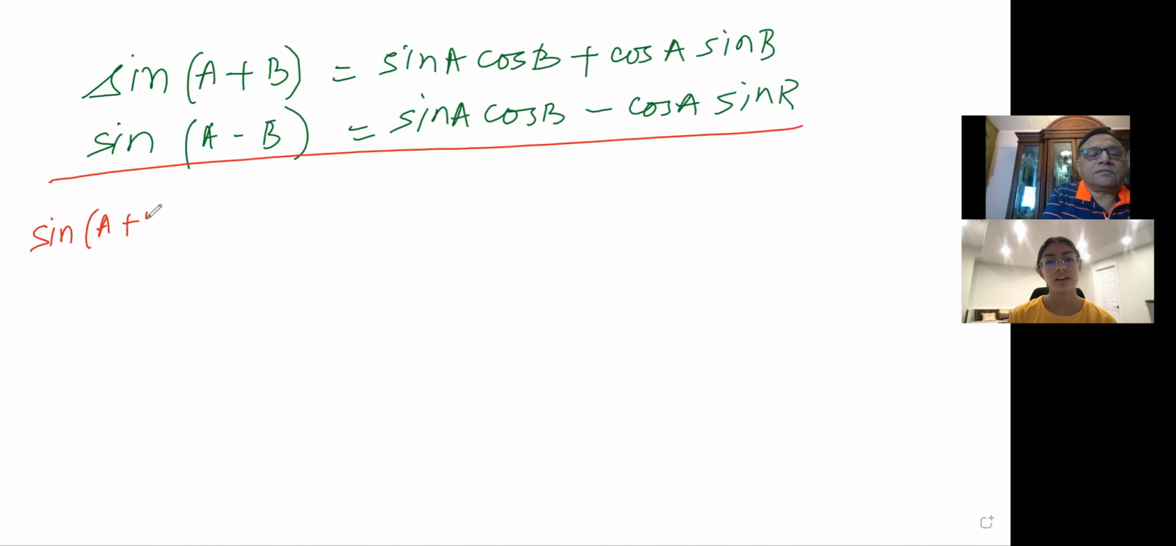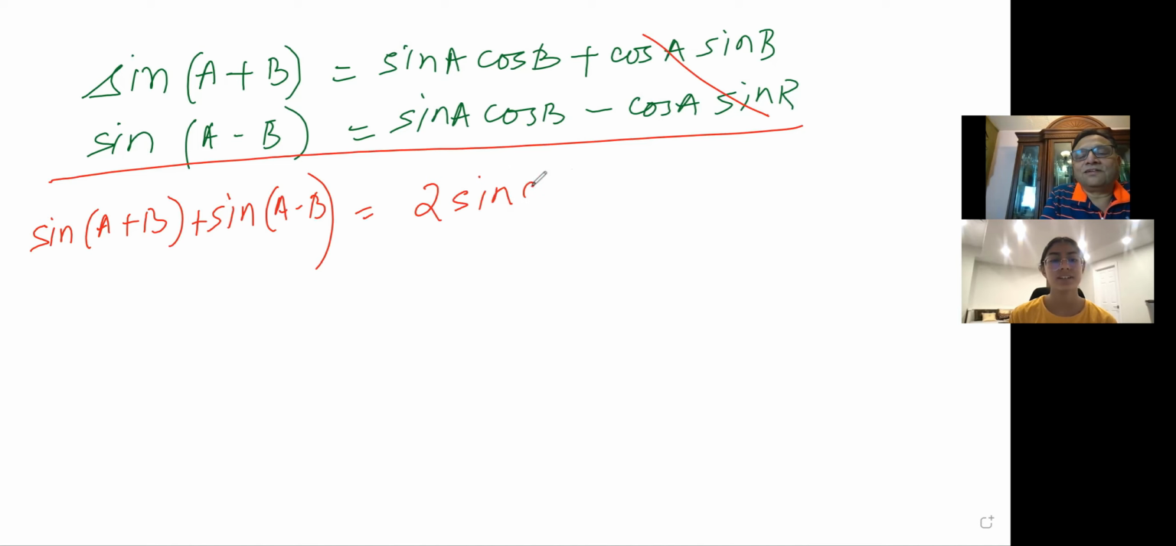Now let us say I add them up. What do I get? 2 sine A cos B plus 2 cos A sine B minus 2 cos A sine B, so these terms cancel. So it's 2 sine A cos B. I forgot to write A in between, but we can insert it. Does it make sense to you? 2 sine A cos B. Very good. So we got this formula, and this is another very important formula. We'll come back to this soon.